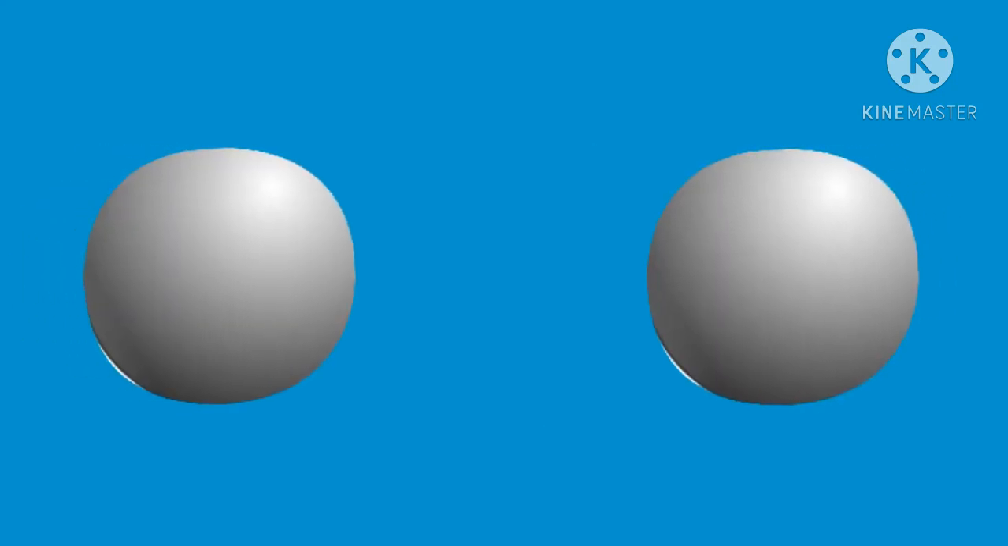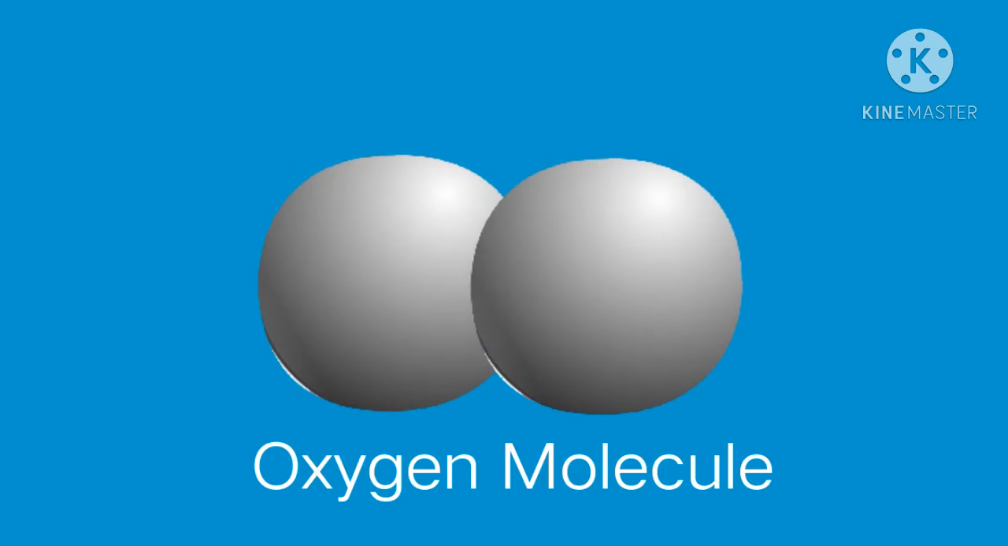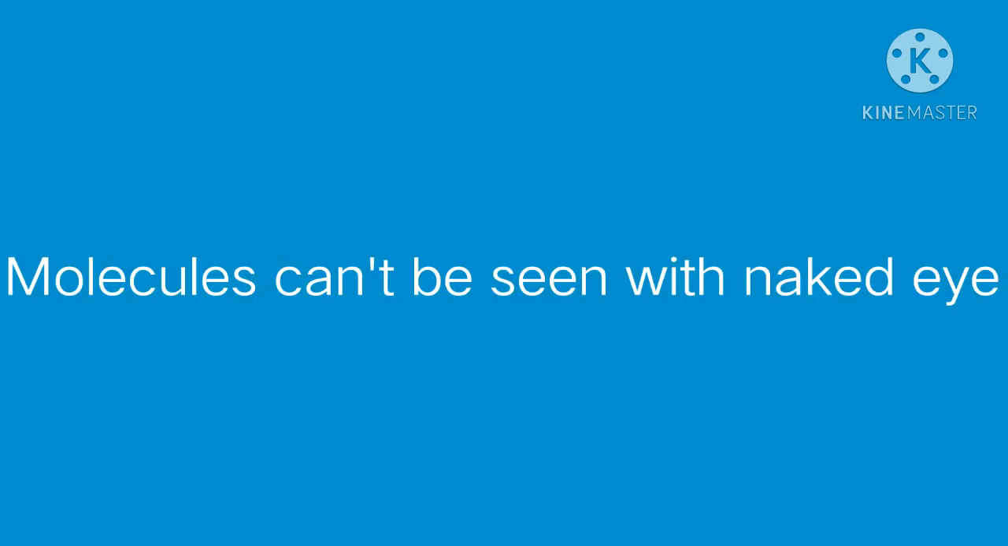Two atoms of oxygen are joined to form a molecule of oxygen which has an independent existence. Oxygen in air is always in molecular state. Just like atoms, molecules also cannot be seen with the naked eye.